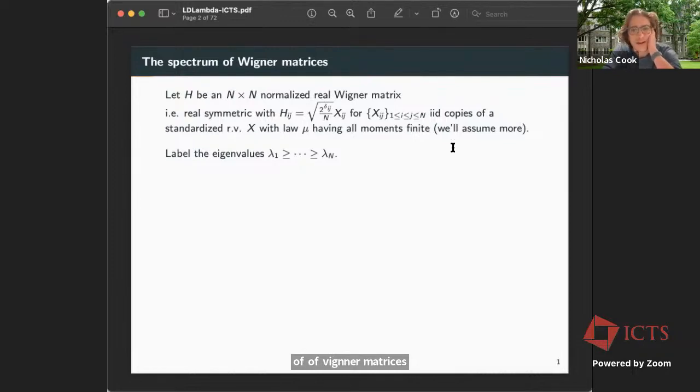If you still have the mic, are you able to see my cursor moving? Yes, we can see your mouse. Okay, great.